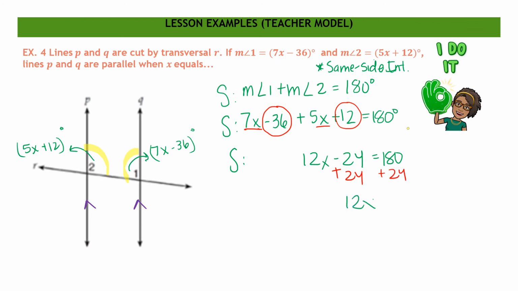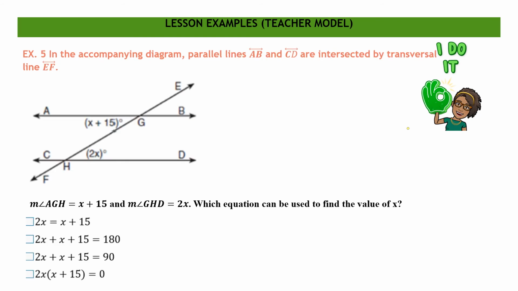So I get 12x equals 204. And then I'm going to divide 12 on both sides. So I have x equals 17. And ladies and gentlemen, that is our answer for number 4. All right, ladies and gentlemen, let's look at the last example, example 5.